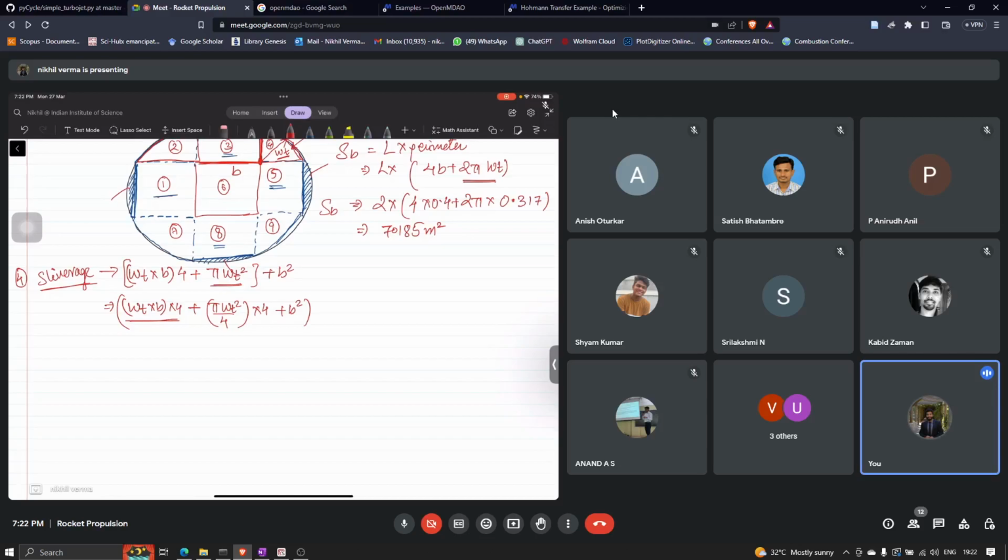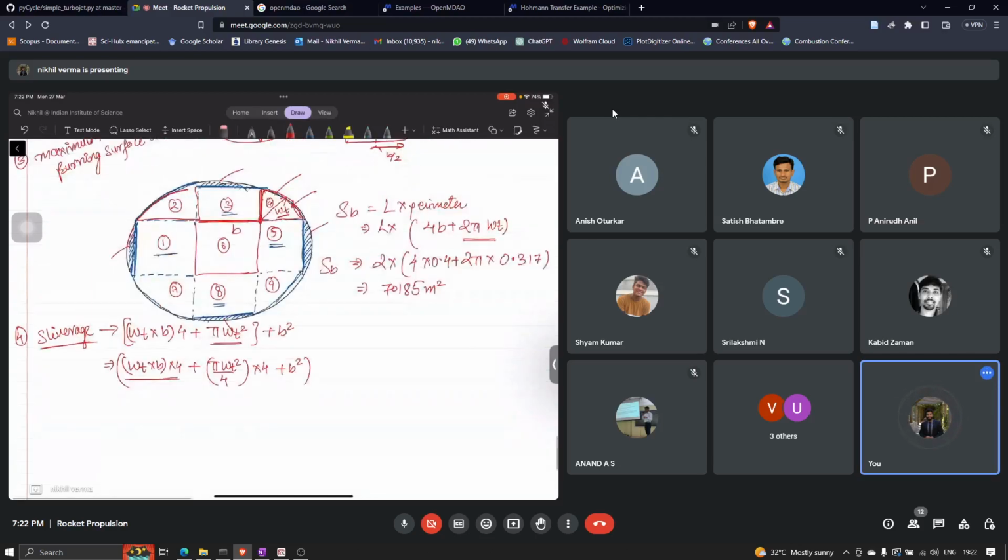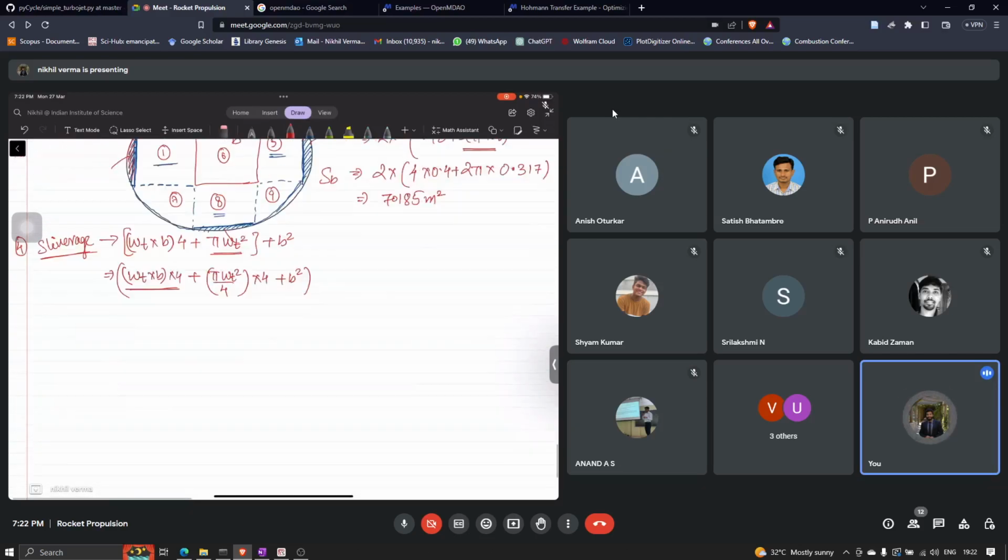Next, you have to calculate the area that is left here. So that is 0.98, this is 0.98 total. Did you include this b square? Yeah.